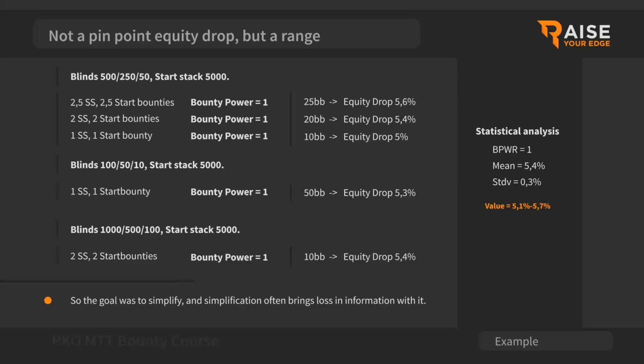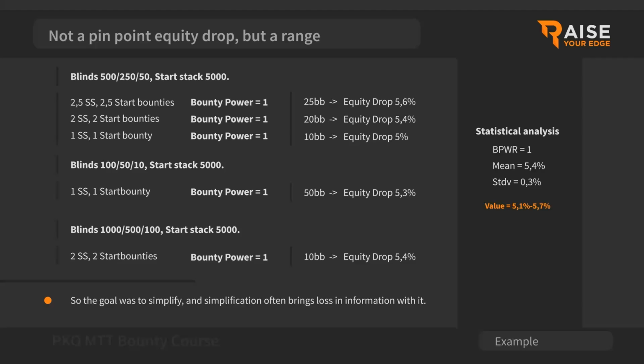So now you might say at this point, hold on, the equity range which is given here by the statistical analysis doesn't include this value here. And that's actually true. Some of the values won't be included in the percentage range, but let me give you a simple argument why this doesn't matter at all. First of all, in this case, this is a 10 big blind jam.